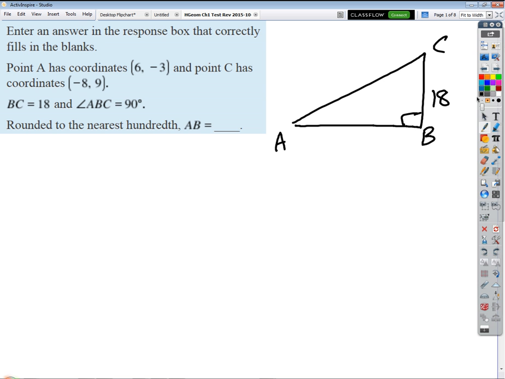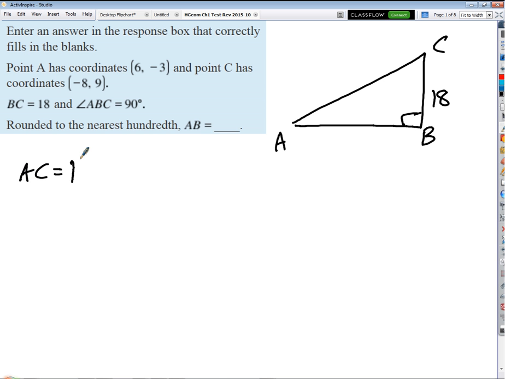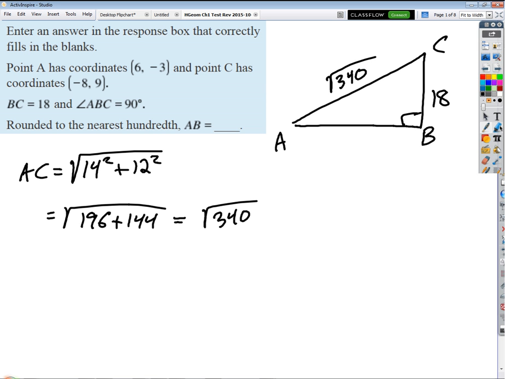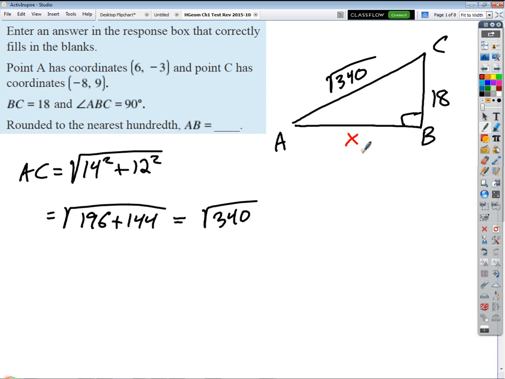Okay, so we end up with AC just equals the square root of delta x squared plus delta y squared, right? What's delta x between A and C? Yeah, 6 minus -8, so 14, right? Plus, what's delta y? 12, 9 minus -3, okay? So we end up with the square root of 196 plus 144 equals the square root of 340. Okay, so we know the length of AC, right? The hypotenuse is the square root of 340. Now what are we looking for? AB, right? So AB ends up just being the missing side of that triangle, doesn't it?